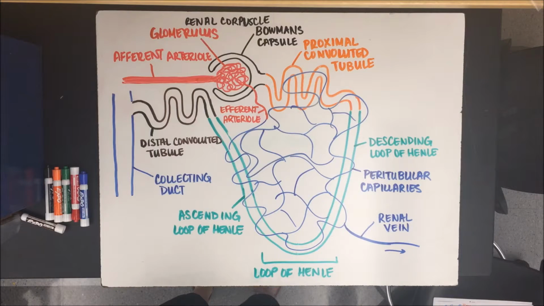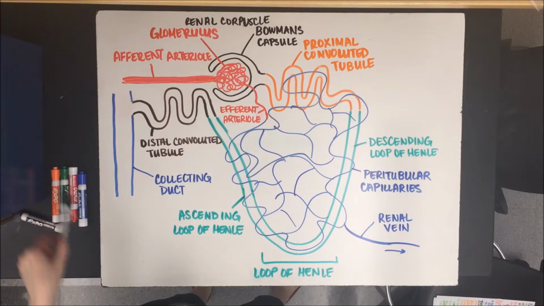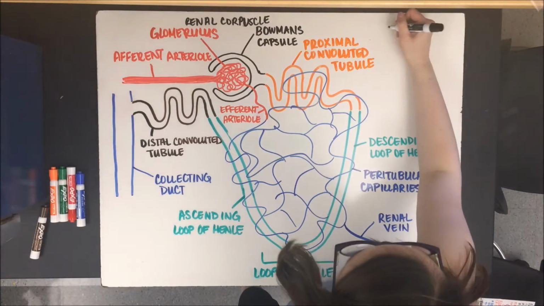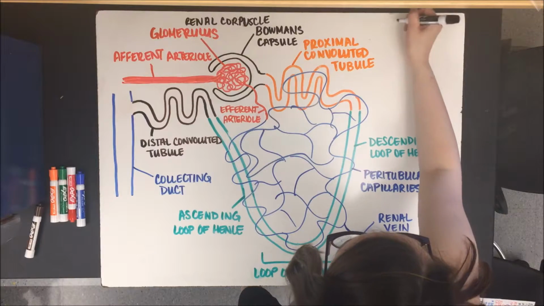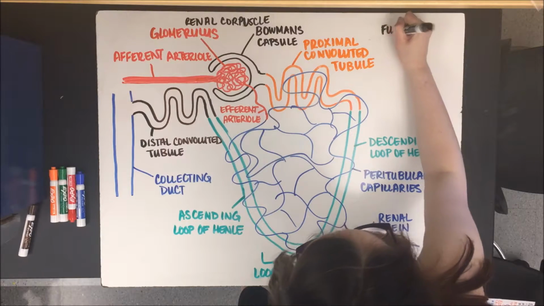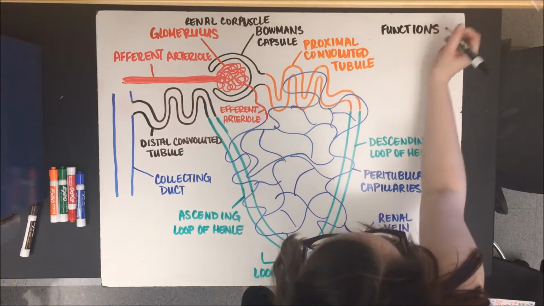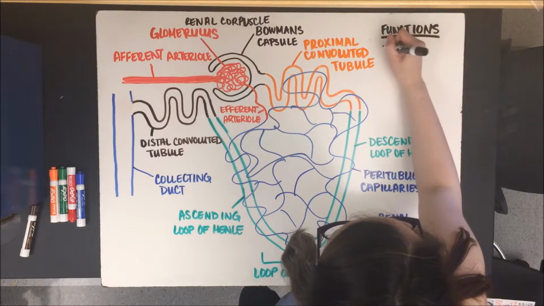Next, we're going to talk about a few different modifications in the structures of the nephron and how that relates to the three functions of a nephron. So up here I'm going to write the three functions. So there's three functions, or you could think of them kind of as like three stages of the nephron.